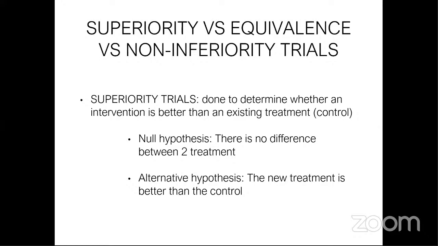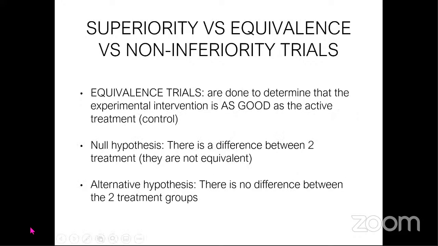Because metformin is the gold standard, it's not ethical for you to withhold that treatment just to do research. So it is always having metformin plus some other drug and comparing its efficacy. You will look at that more deeply when you look at research ethics. Okay. So equivalence trials are done to determine that the experimental intervention is as good as the active treatment.